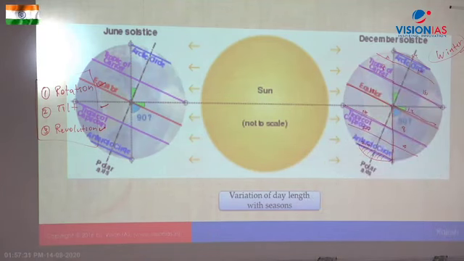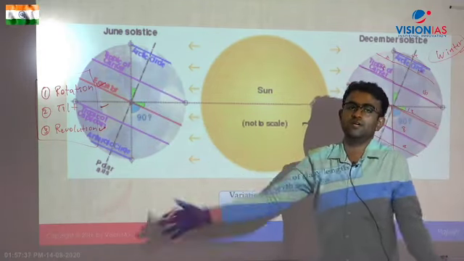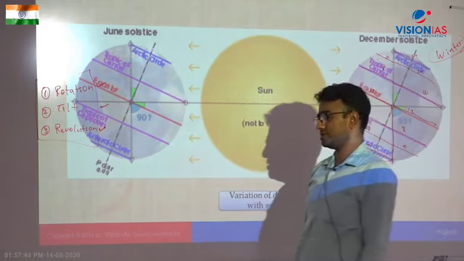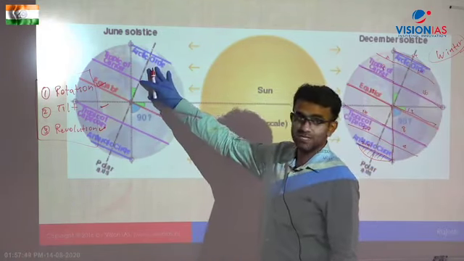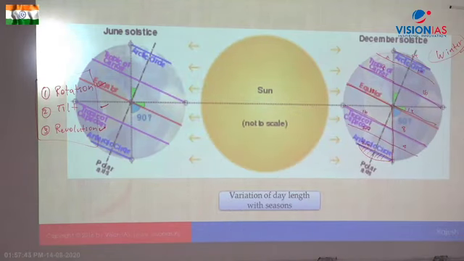Remember the word solstice. Solstice matlab which is predominant. Here it is, the summer is predominant. We are living in the northern hemisphere, so we will tell it is summer solstice. Summer solstice means it's summer in the northern hemisphere. Winter solstice is winter in the northern hemisphere.